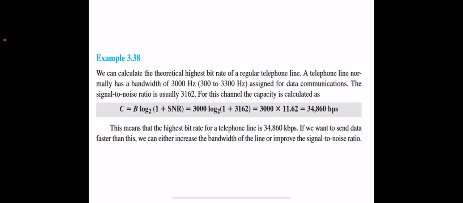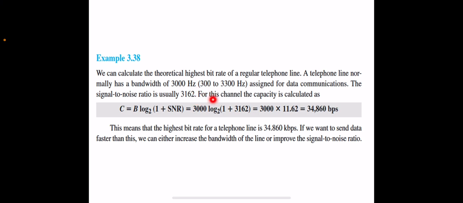So if the channel is completely noise, we cannot transfer any data over that channel. Second, we can see an example for a normal telephone line. We can calculate the theoretical highest bit rate of a regular telephone line. A telephone line normally has a bandwidth of 3000 hertz. It starts at 300 hertz and the upper limit is 3300 hertz. Bandwidth is the difference between high and low frequency, that is 3000 hertz. The signal to noise ratio for this normal telephone line is 3162.